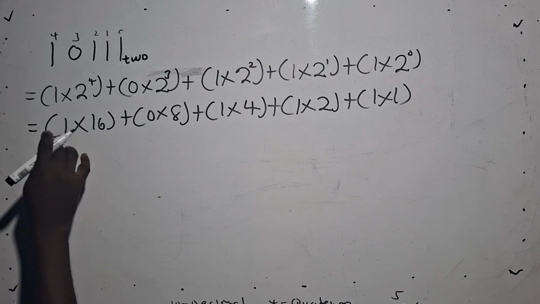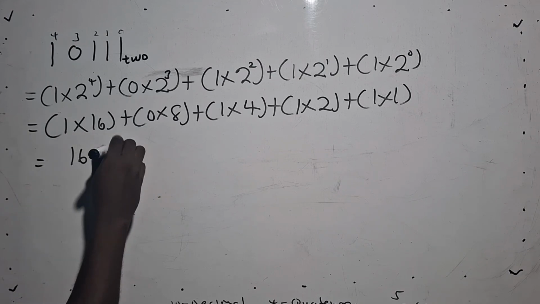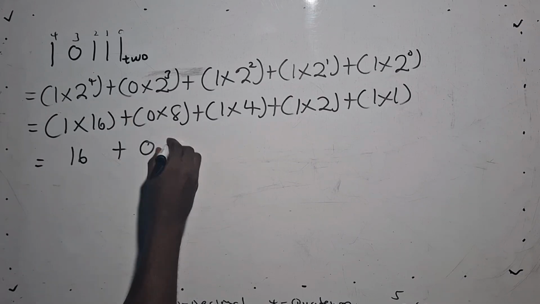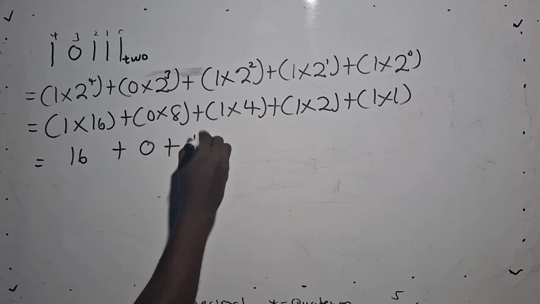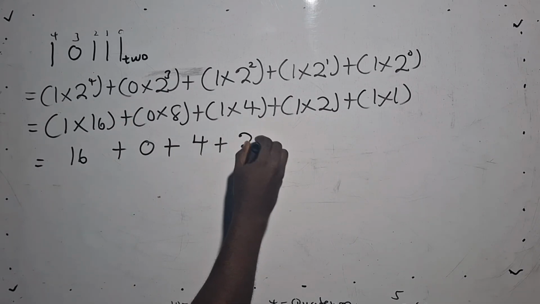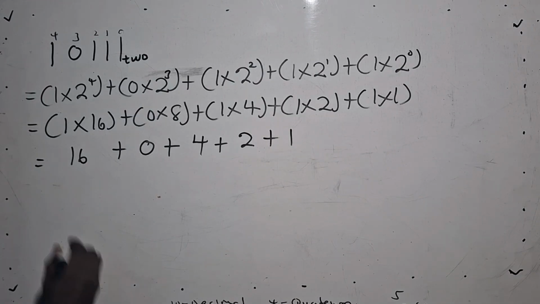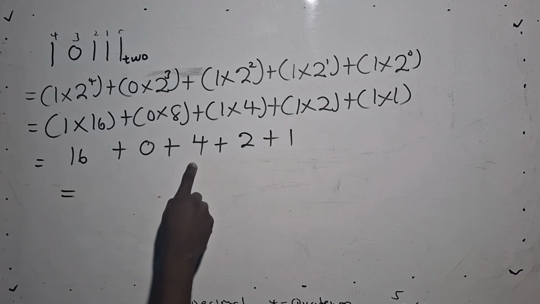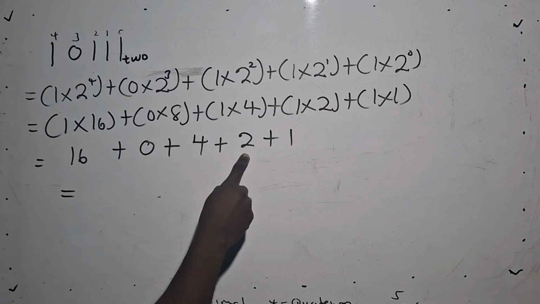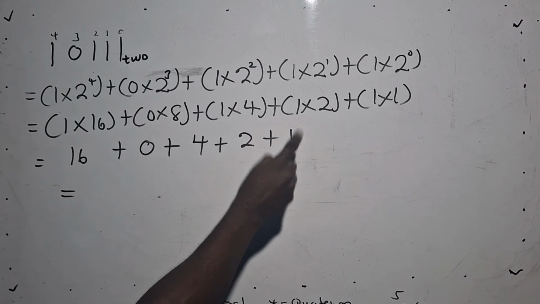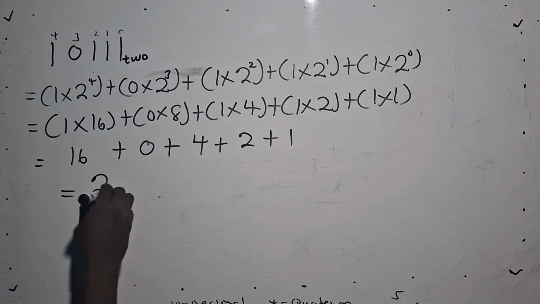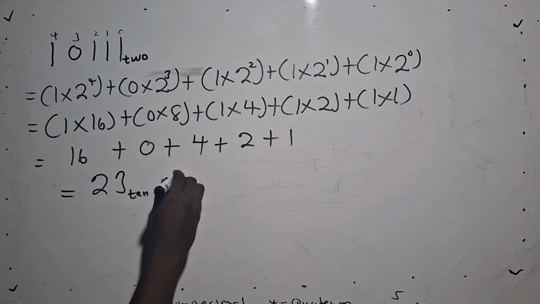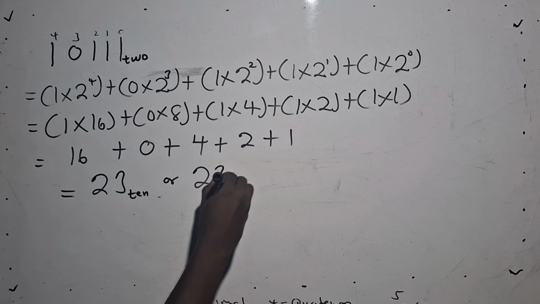Now what do we have here? 1 times 16 will give us 16, plus 0 times 8 is 0. Any number times 0 is 0. Plus 1 times 4 is 4. 1 times 2 is 2. 1 times 1 is 1. Now 16 plus 0 is 16. Plus 4 is 20. We have 22, 23. So the answer is going to give us 23 base 10. You can also write it 23.